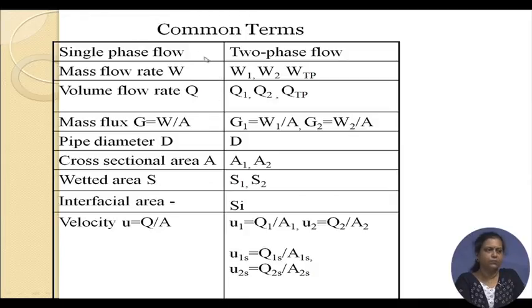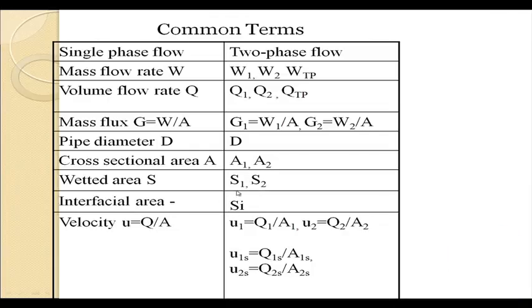The corresponding terms in two-phase flow are naturally, we have got two phases, so there are two W's and a total W. We have two Q's and a total Q. We have two mass fluxes and definitely a total mass flux also. Along with the cross sectional area, we need to know the area occupied by phase 1 and phase 2. We need to know the wetted perimeter, which is the perimeter of the wall which is in contact with phase 1, S1, and with phase 2, S2, and of course, there is an interfacial area as well.